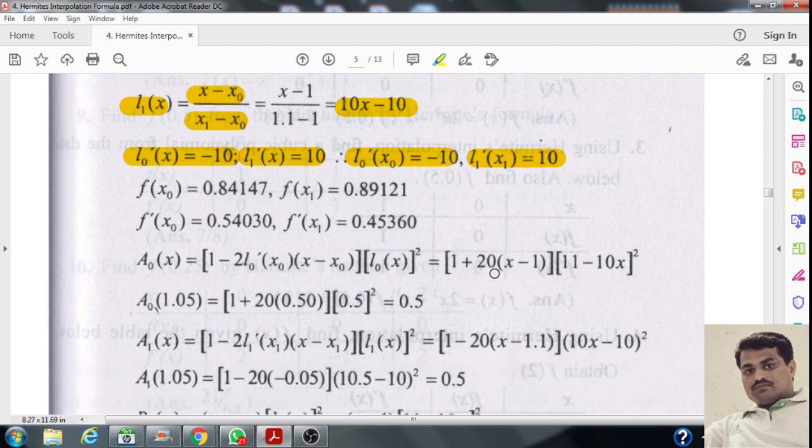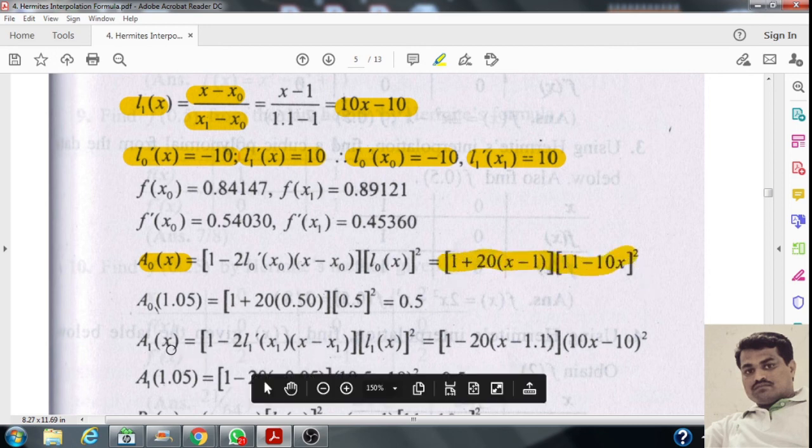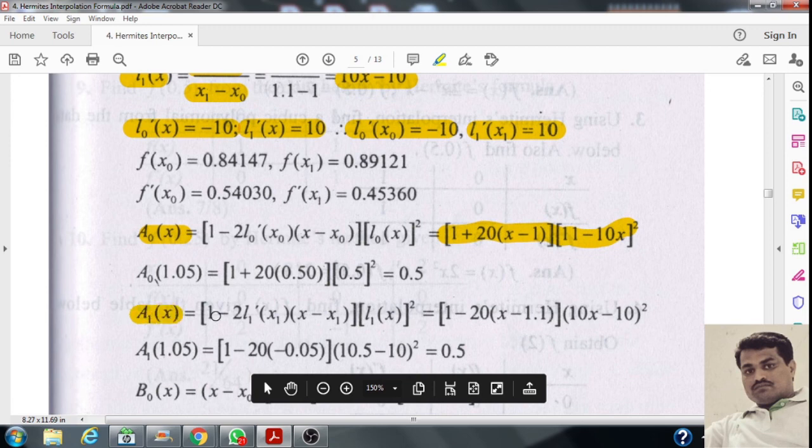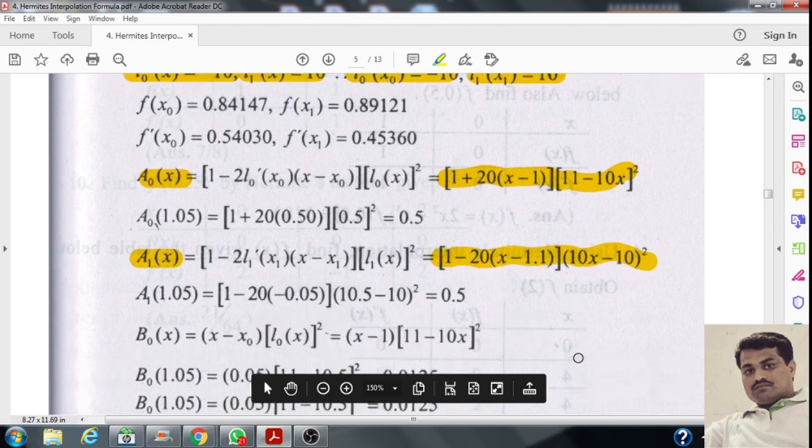Then to find A0 and A1, here A0 is equal to the standard formula. Substituting all the values and simplifying, we get this polynomial. Also in A1 of x we consider the standard polynomial, this is the right hand side. Again substitute the remaining values and simplify. After the simplification we get this polynomial.